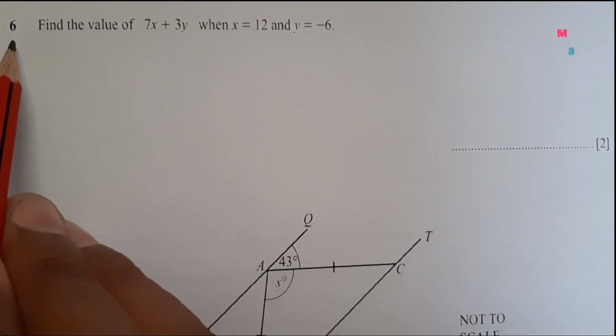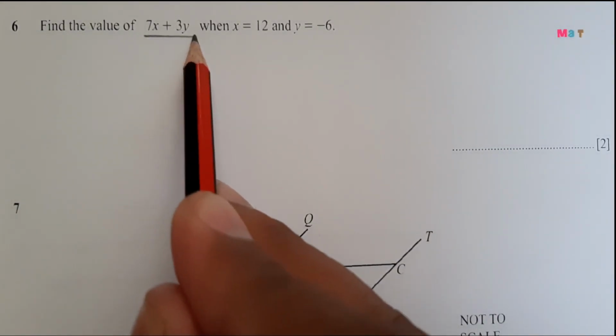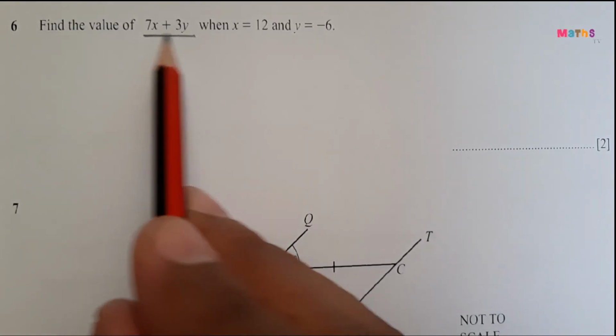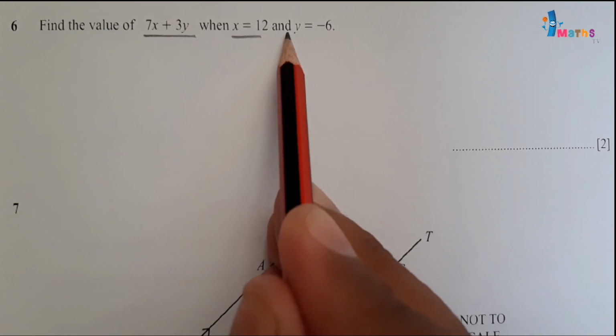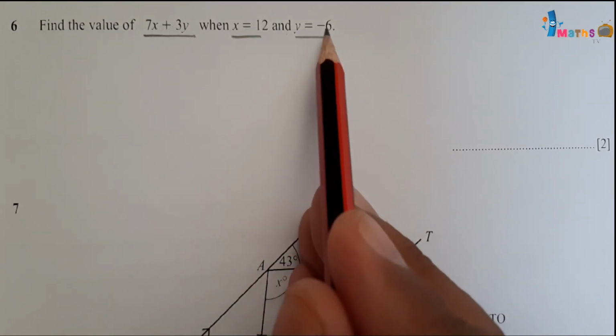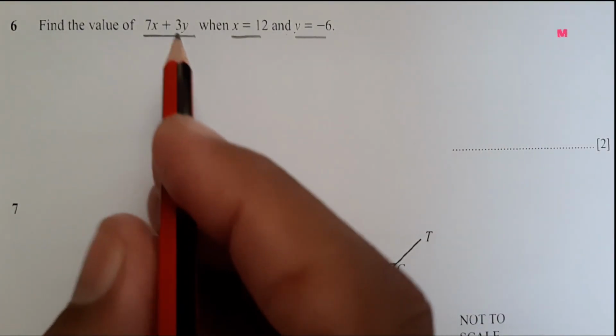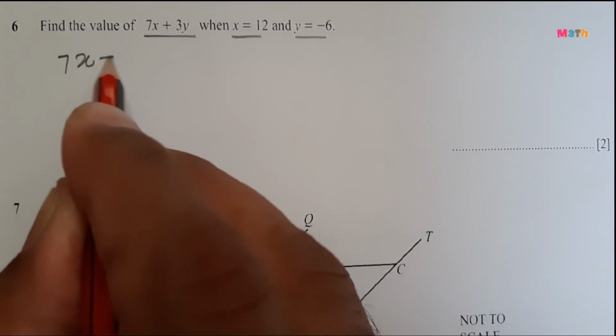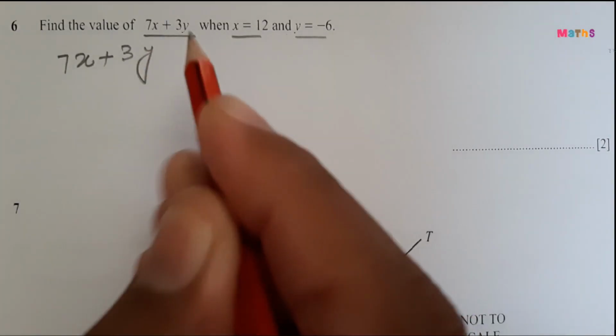Question number 6. Find the value of this expression. An algebraic expression is given. We'll have to find the value of this expression. The value of x is given, the value of y is given. X is equal to 12, y is equal to minus 6. We'll replace the values in this expression. So 7x plus 3y.